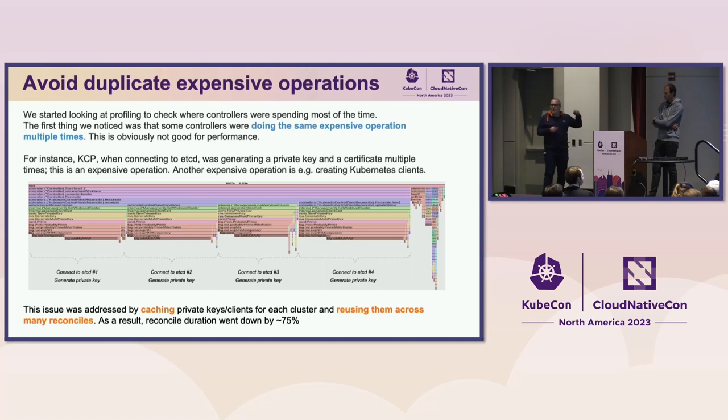In this case, it is again the KCP controller, which is connecting to etcd to first list the members of the cluster and then connect to three members, so four calls to etcd. And what is happening, which is kind of hard to read, is that for each connection, we were creating a private key, which is a time-consuming operation. So how did we solve this? Simply by creating one key once and reusing it for many calls. We found similar problems when creating Kubernetes clusters and other kinds of expensive operations. But by doing some simple caching, it was possible to reduce the reconcile time of this controller by 75%.